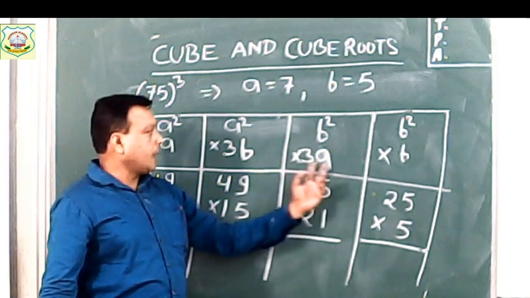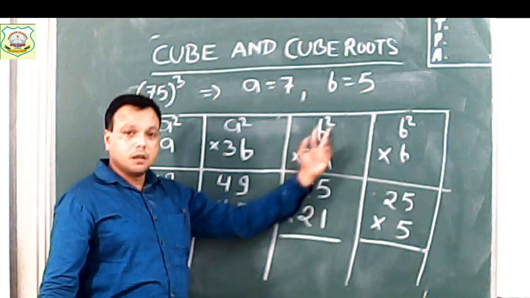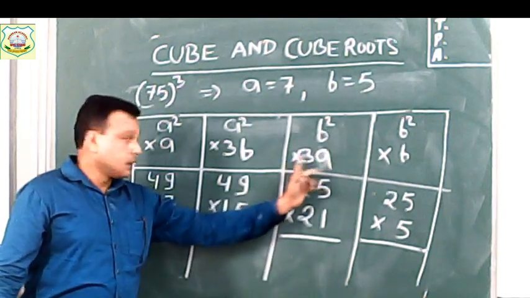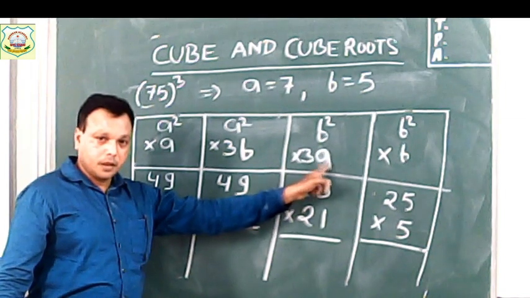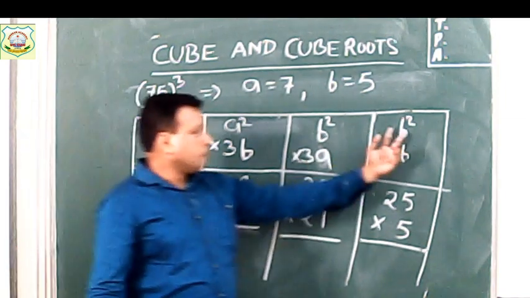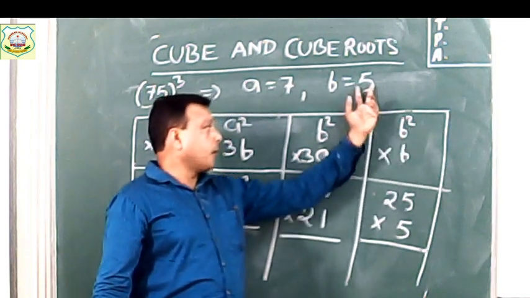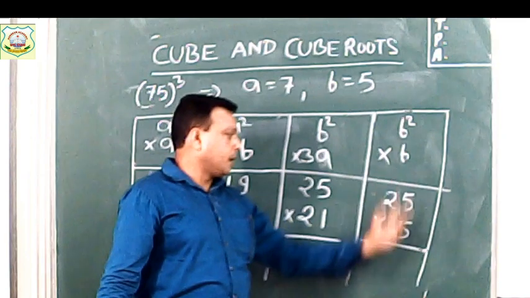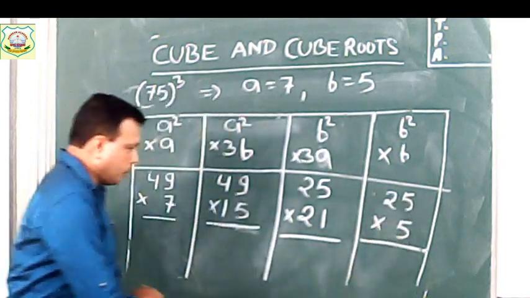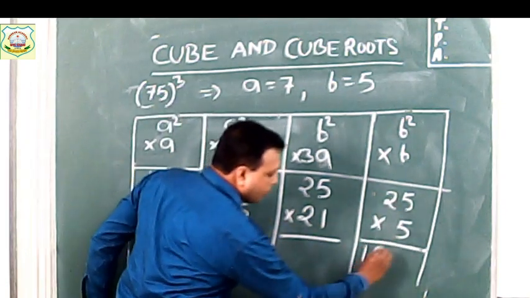Next 3ab square: b square into 3a. So b square is what? 5 square, 25. 3a, 3 into 7, 3 times 7 is 21. b cube, so b square into b. b square is 5 square, 25, and b is 5. 25 into 5. Now we multiply this. 25 times 5 is 125.